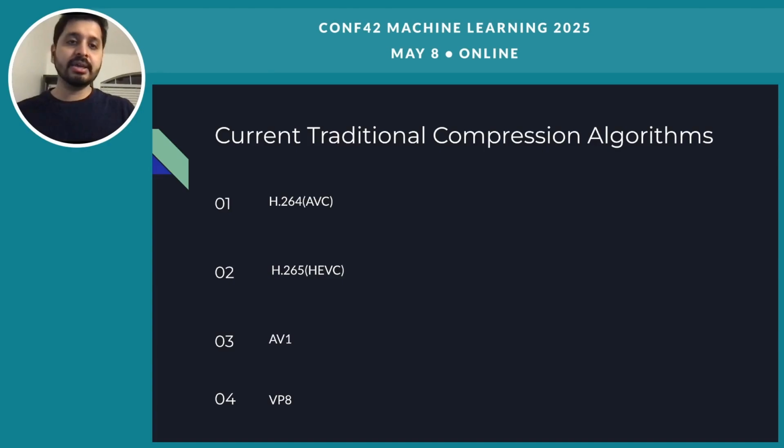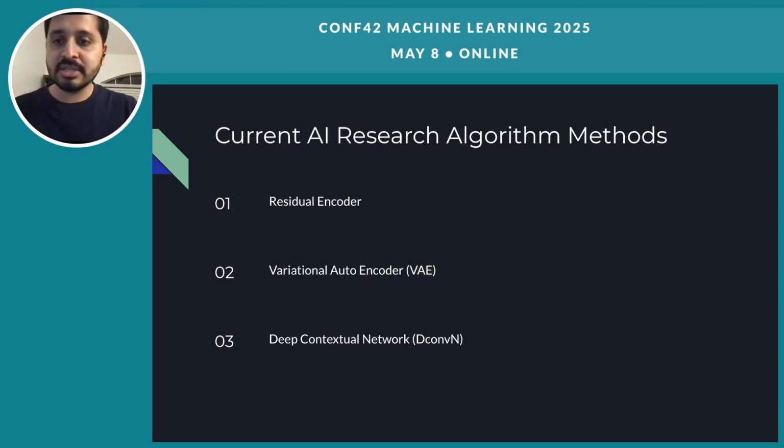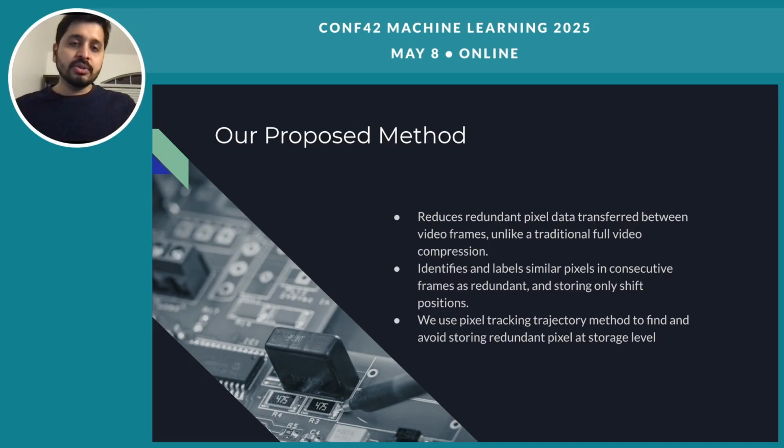Today in the AI and machine learning space, these are some of the areas where researchers are working on video compression: retrieval encoders, VAE, which is variational autoencoders, and deep contextual networks. Our idea is also based on a deep contextual network, and that's what I'm going to talk about today: our pixel shift tracking approach to video compression. So this is the proposed method.